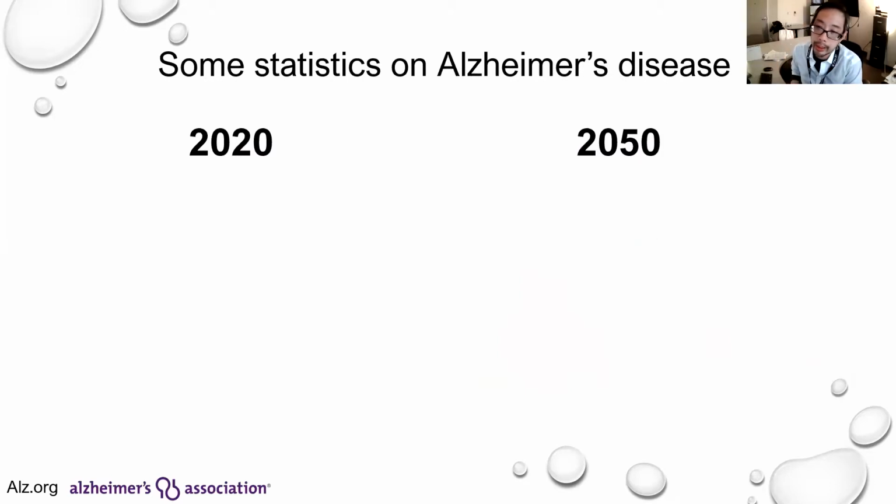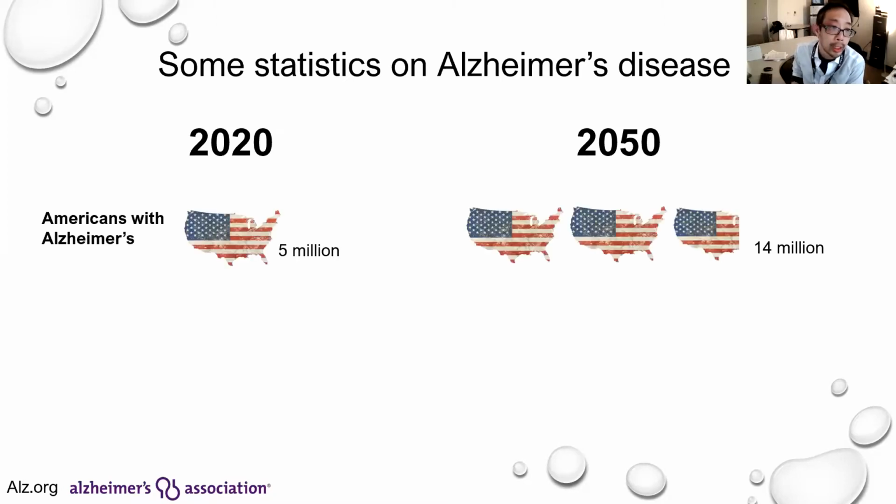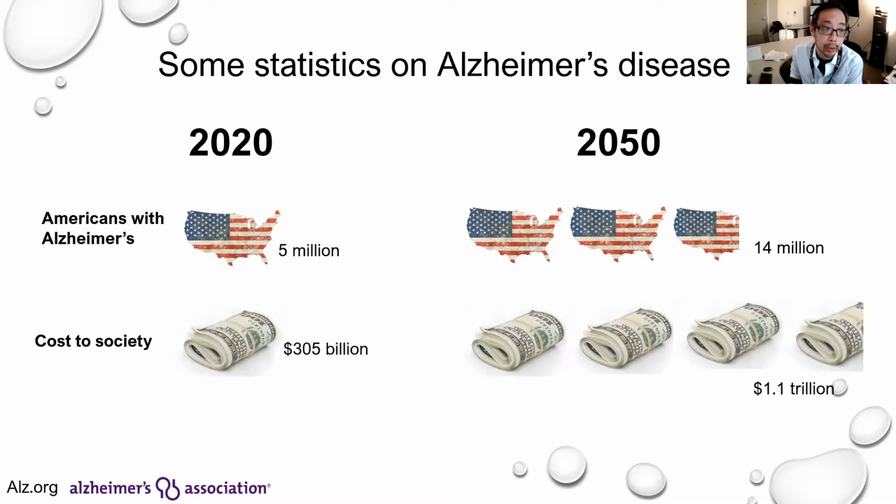So Alzheimer's is projected to be a serious problem sociologically as well. And the numbers that are projected between now and 30 years from now are quite staggering. It is estimated perhaps around 500 million of Americans are currently living with Alzheimer's disease, and this is projected to increase to 14 million in 30 years. And so the cost of care is also quite staggering. The current cost to society is about 305 billion, and this is projected to increase to 1.1 trillion.